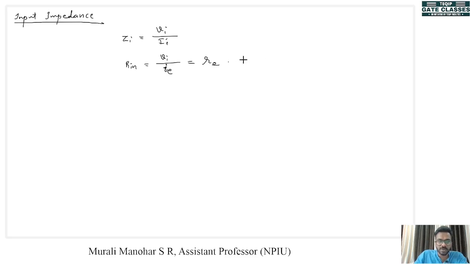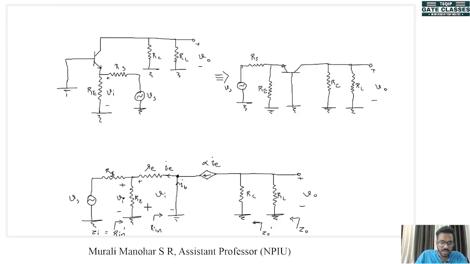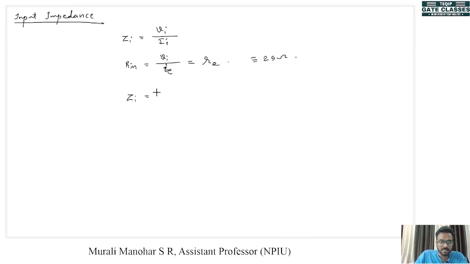Now this is very small, because we know that re at room temperature is equal to 25 ohms. So Rn is very small. If we consider Zi, it is nothing but RE parallel small re. Since re is small, Zi is also very small.